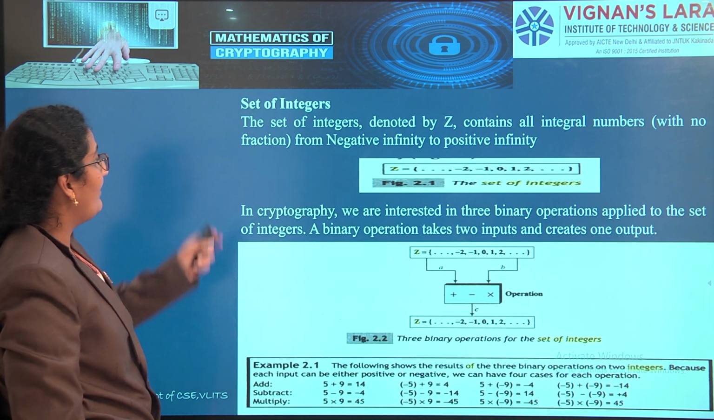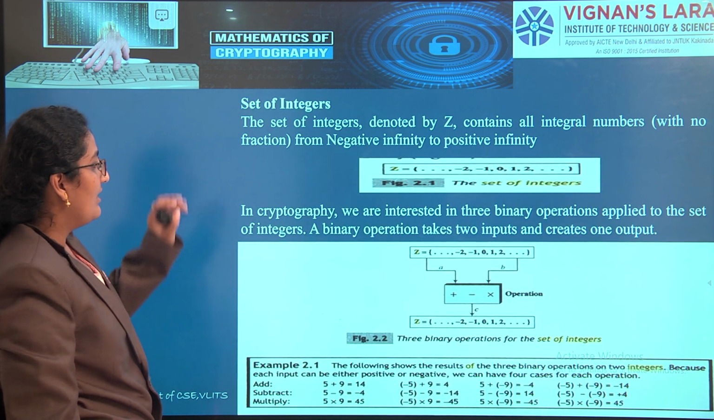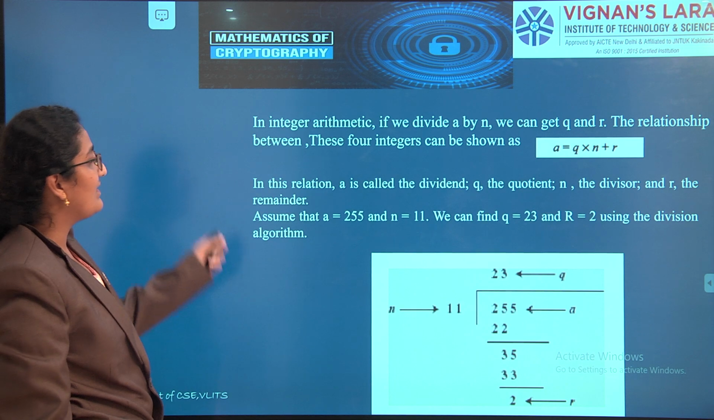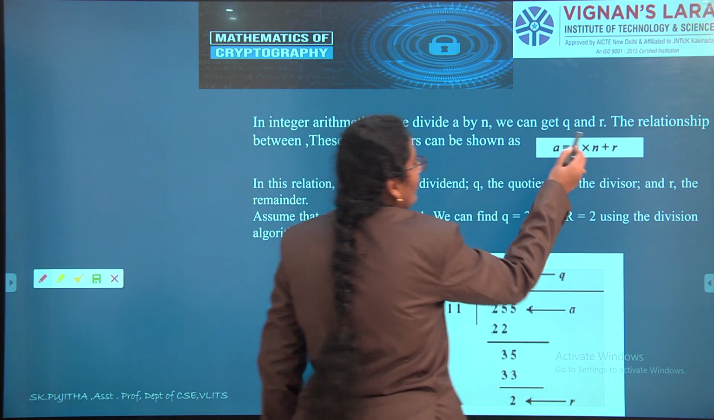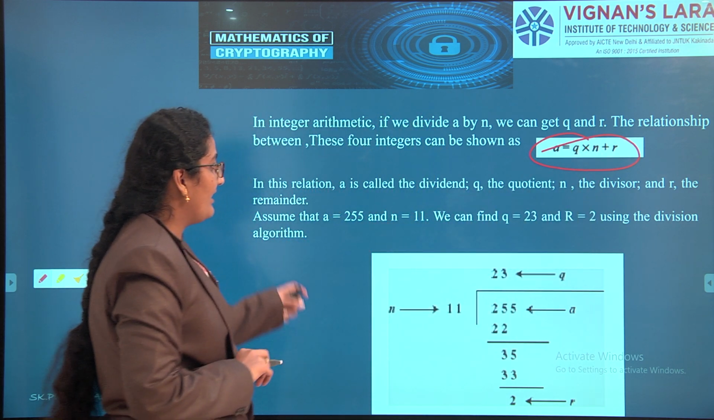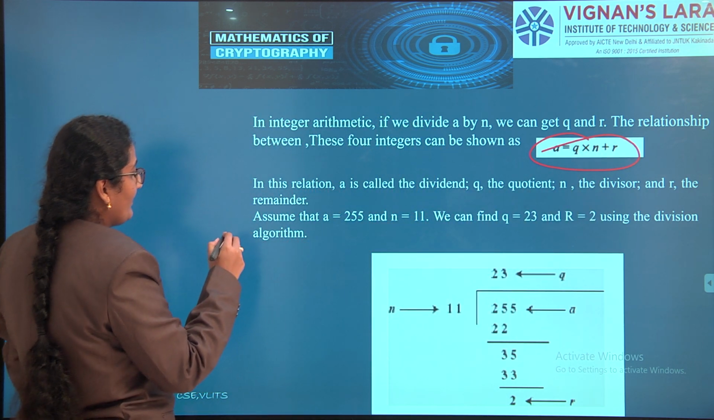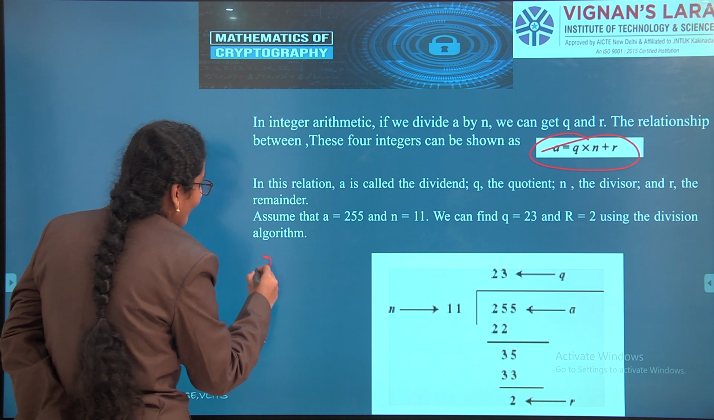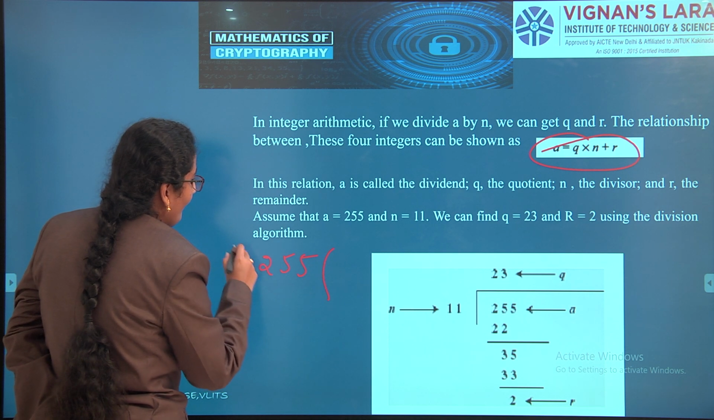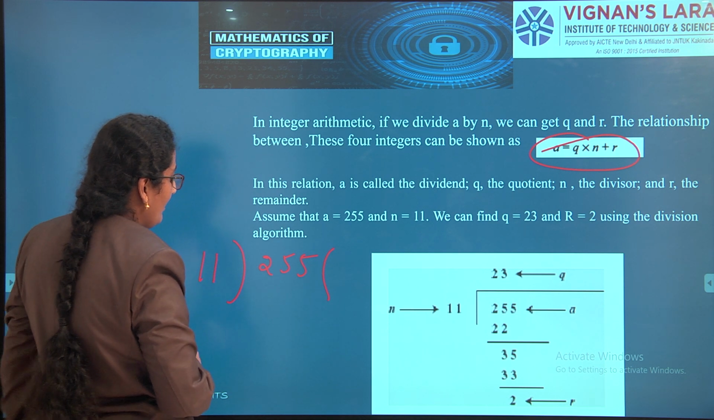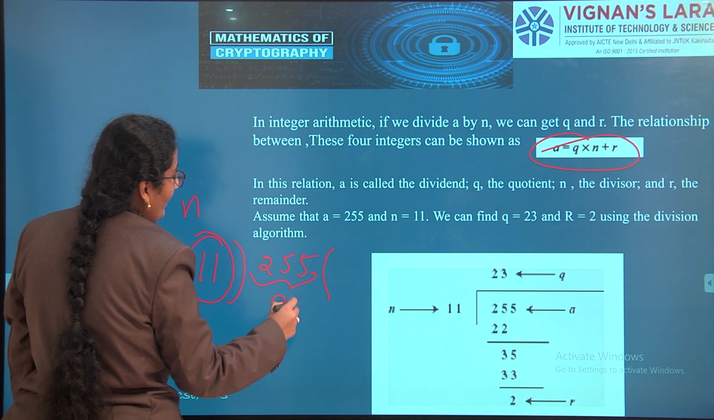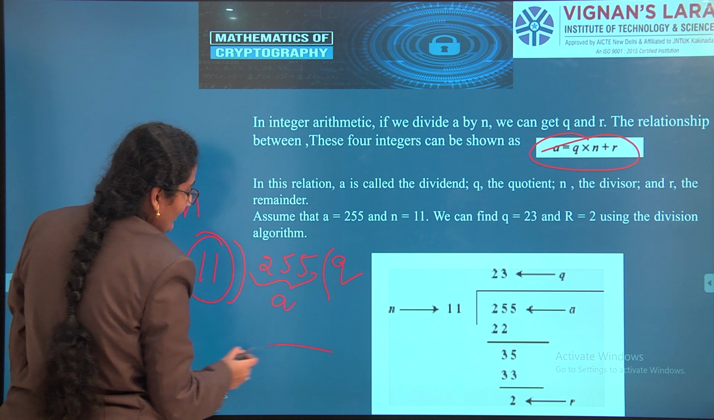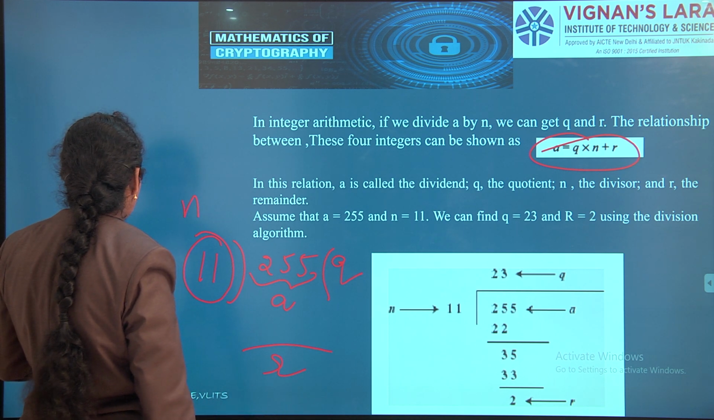In the previous slide we discussed integers. Now, continuing from this, we are discussing the division rule. In this division rule, our standard rule is this. So we are taking an example. See here, 255 is divided by 11. 255 when divided by 11. This 11 is n, 255 is a. Here we are going to get a quotient and a remainder.